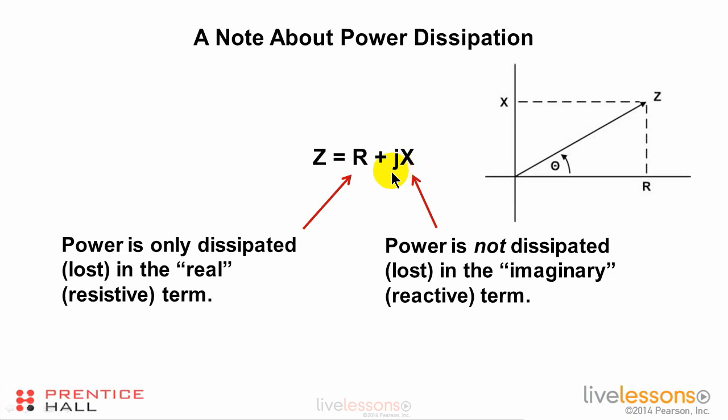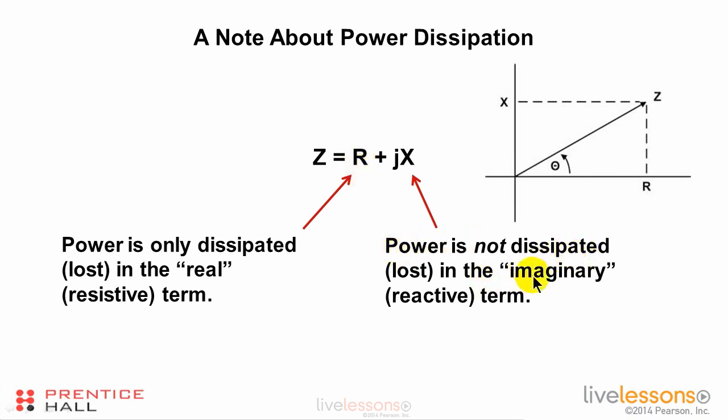vertical axis. Now, when we talk about power dissipation, power is only dissipated in or lost in the real resistive term. We tend to call this the real part of the impedance expression. We call this the imaginary part of the impedance expression because it's multiplied by the imaginary operator, the square root of minus 1. So power is only dissipated in the real part of the impedance equation, and it's given by the I squared R loss.